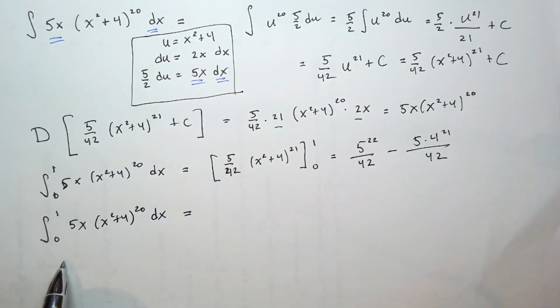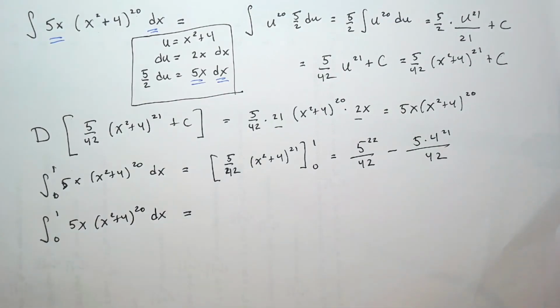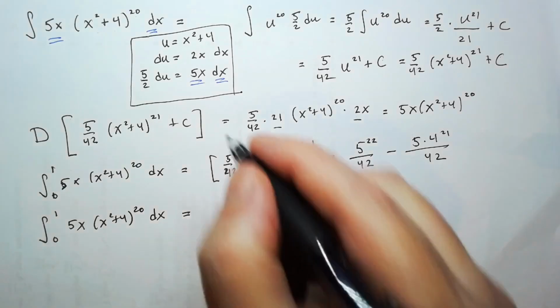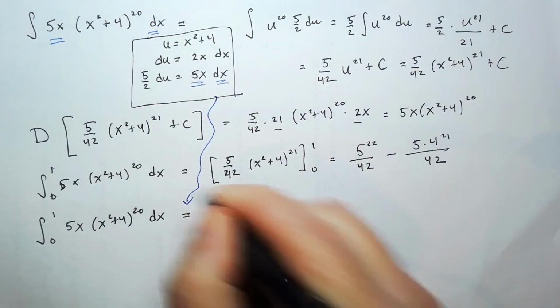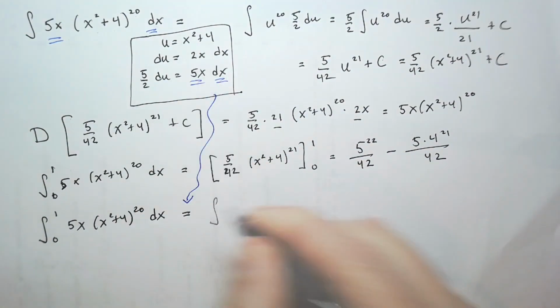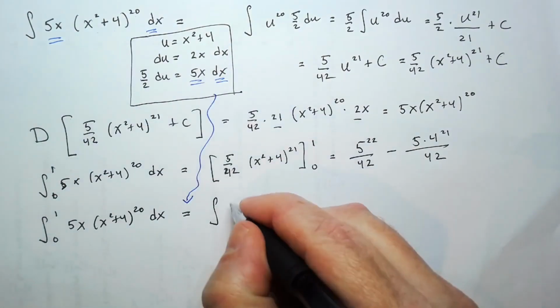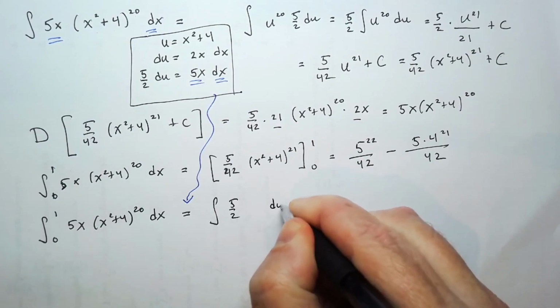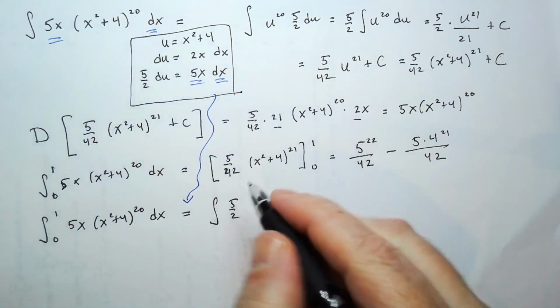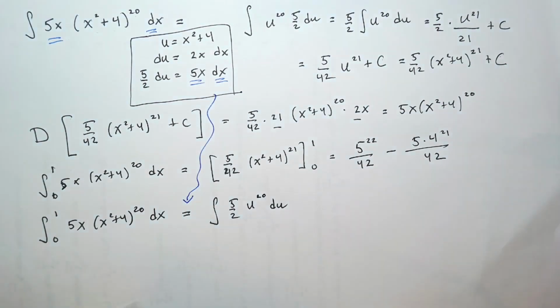If we were doing this from scratch, we might say, well, we want u equals x squared plus 4, the inside part of this 20th power function. So since I have this written down already, I'll use this substitution up here. And just as before, we'll get 5 halves du for the 5x dx, and this part becomes u to the 20th power.